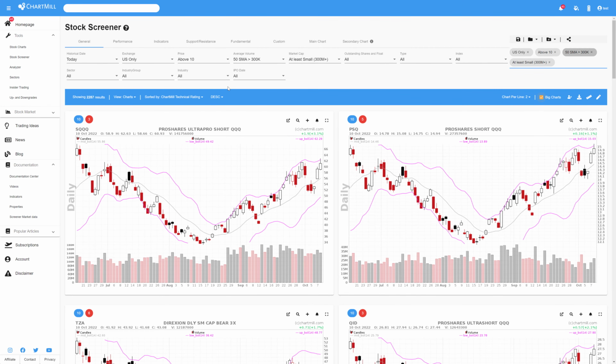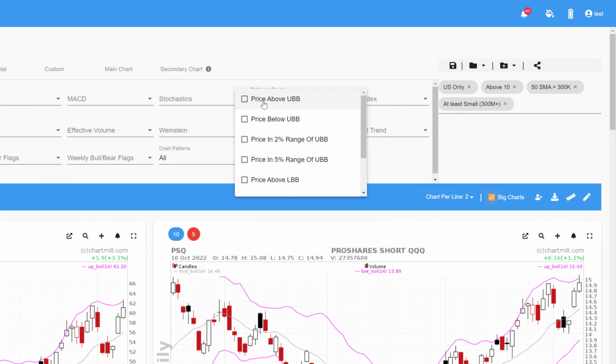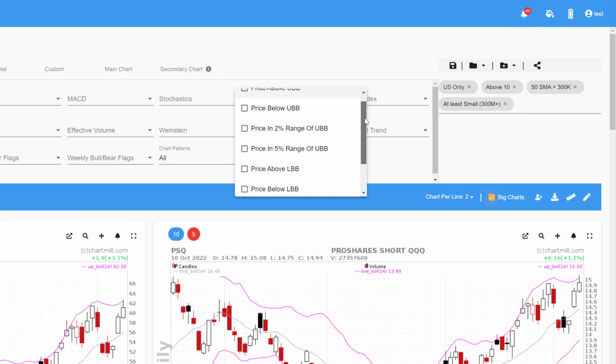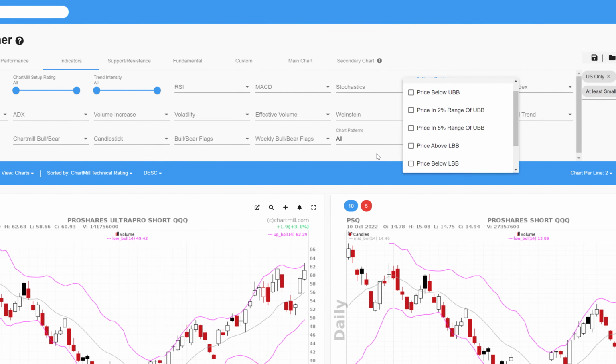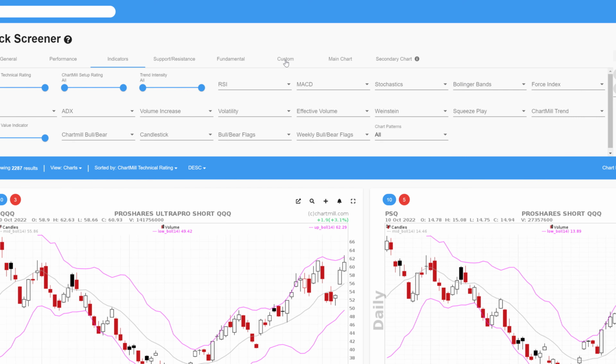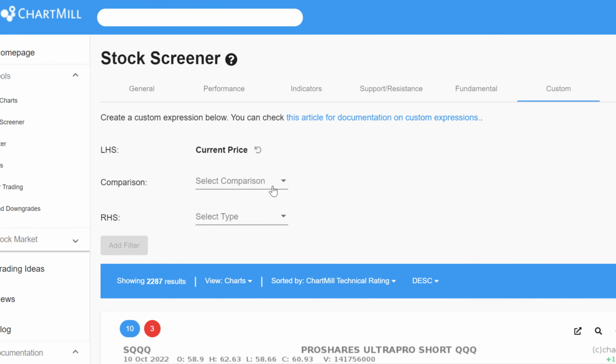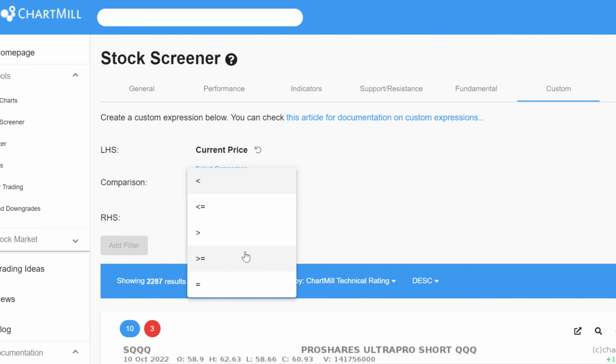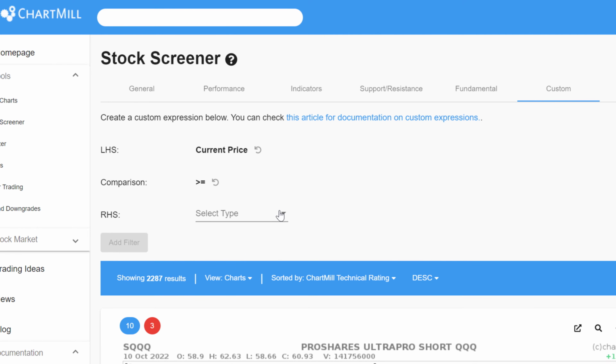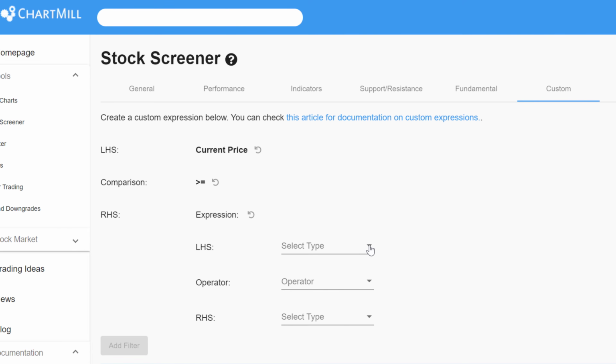Suppose you want to keep only the stocks whose price is at less than 1% of the upper Bollinger Band. This is not possible with the available predefined filters where you can only choose between 2 or 5%. To still be able to set such a filter, open the Custom menu. For the left-hand side of the comparison, select Property and then Current Price. For the comparison itself, select Greater than or equal to. And for the right-hand side of the comparison, select Expression.